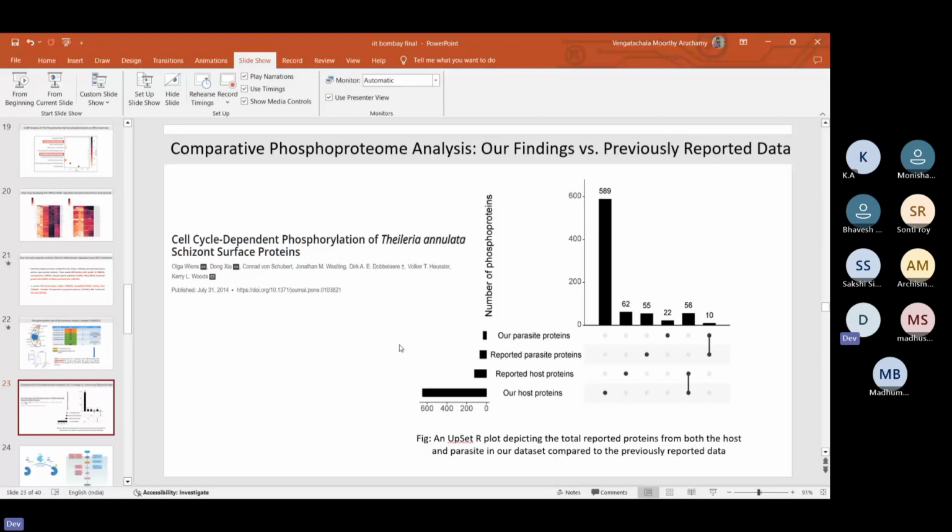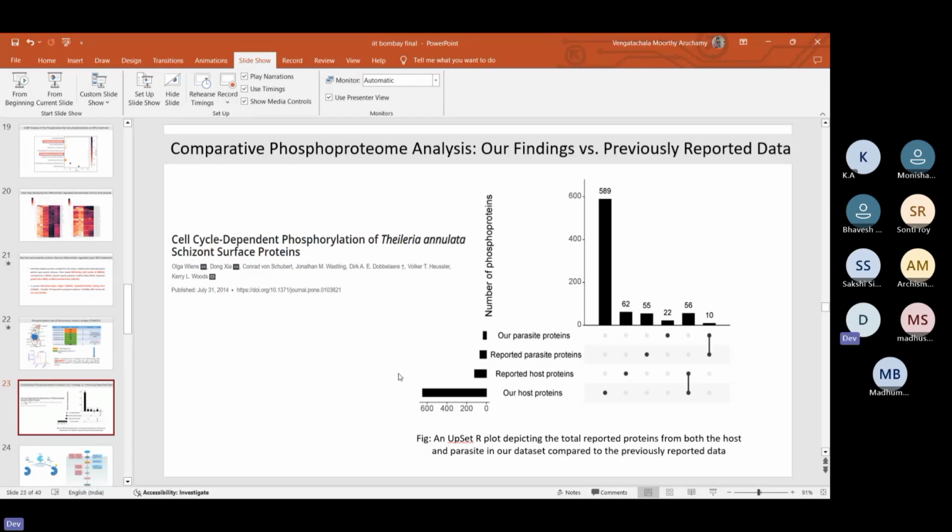So this UpSet R plot represents our data compared to them. We have reported around 589 host proteins, while their data only suggests 62. Coming to the parasite proteins, they have reported 55 as it is a purified one, and we reported something around 22 that are unique to our side. And when it comes to reported host proteins versus our proteins, almost 56 proteins out of the 62 they identified are similar between these two studies. And when you come to parasite proteins, only 10 proteins are similar between our data and their data.